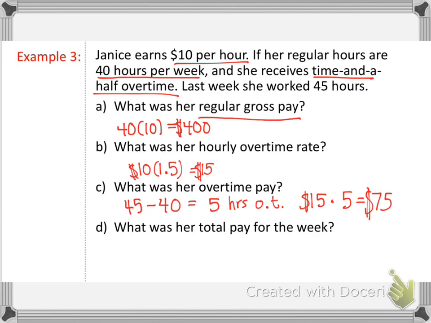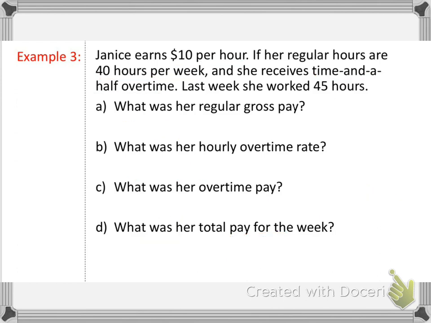So what was her total pay for the week? It's going to be the $400 she made for working 40 hours plus the $75 that she made overtime. So she got paid a total of $475.